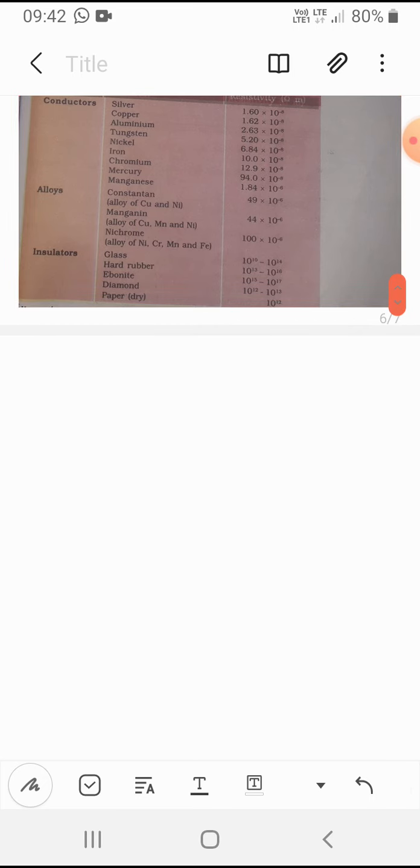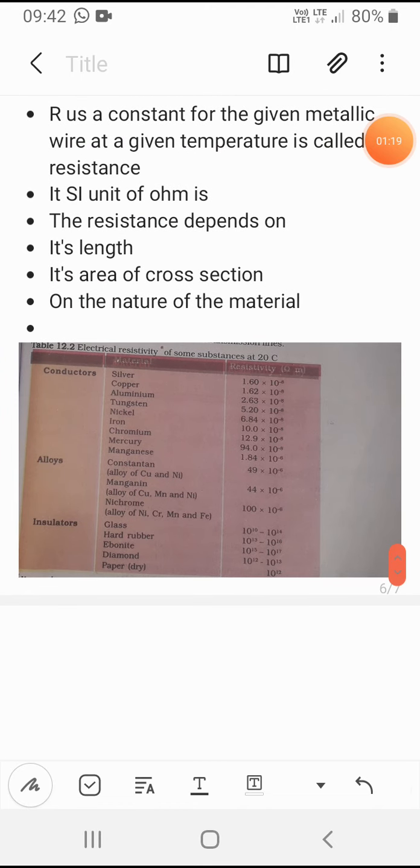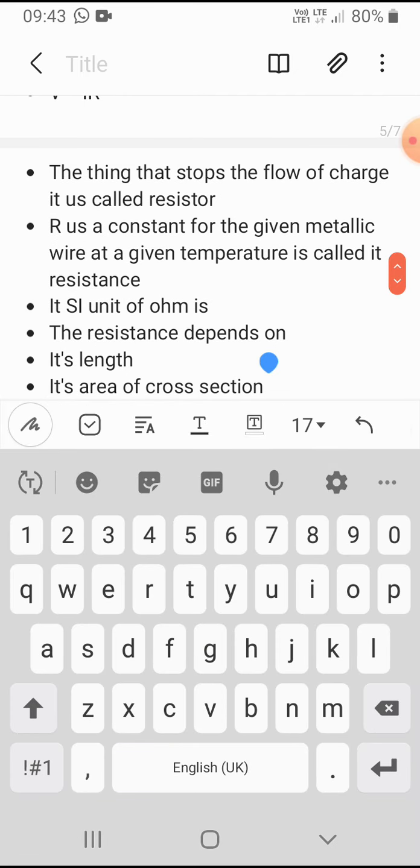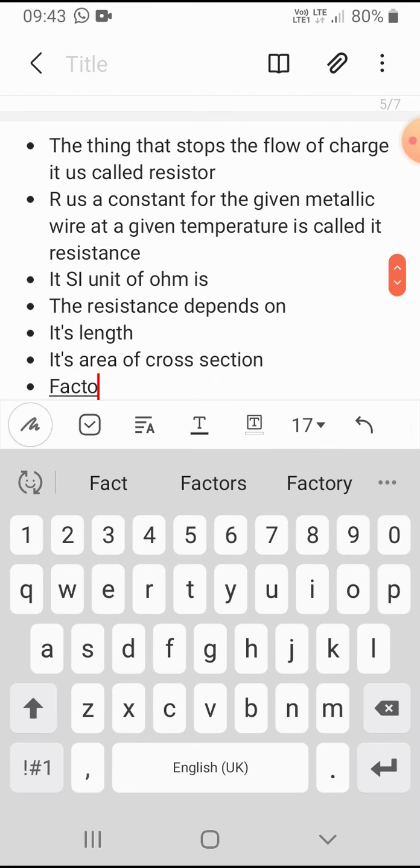So on this the resistance depends. I explained one page, a little bit more. Next, after this, these are the factors that the resistance depends on.